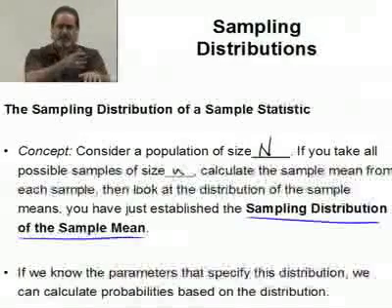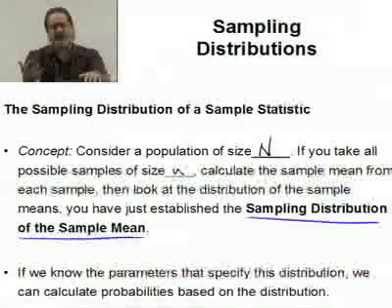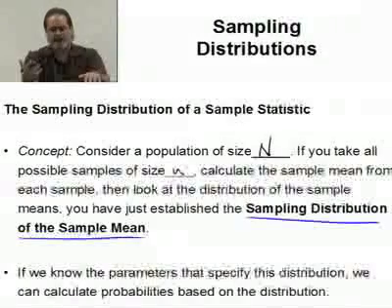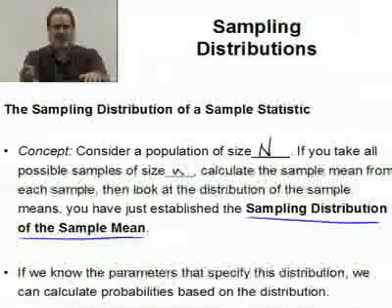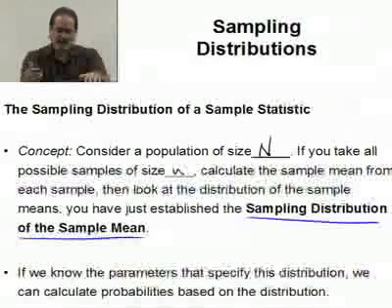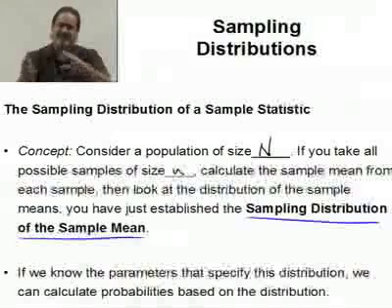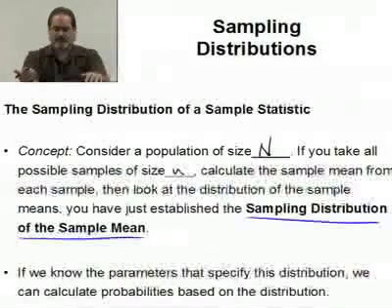Well, in the previous sections, we talked about the normal distribution, and we said all you needed to calculate a probability based on a normal distribution was mu, the true population mean, and sigma, the population standard deviation. So if we know the parameters that specify the sampling distribution, then we can calculate probabilities about sample averages.